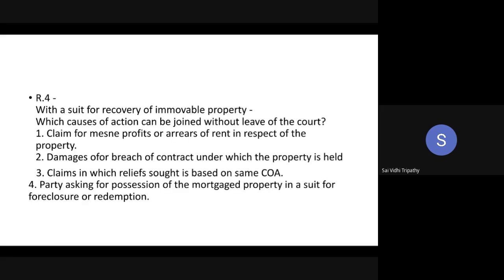Rule 4 is important again. It says what causes of action can be joined with a suit for recovery of immovable property. When a suit for recovery of immovable property is going on, then which causes of action can you join with it without leave of the court? If you want to add something else to a suit for recovery of immovable property, you can join it.